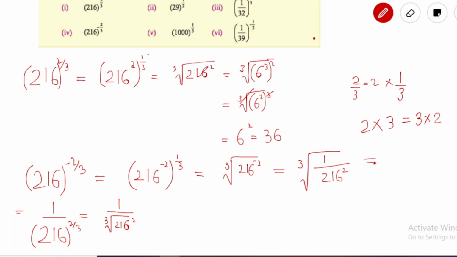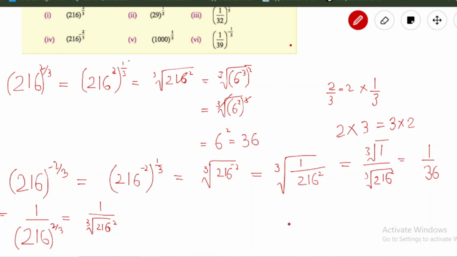And here you do know that the root will be split over the numerator and the denominator, so the cube root will be over the numerator and the denominator. The cube root of 1, or square root of 1, whatever the root or the power of 1, it's always going to be 1. And we solved 216 to the power 3 just now, so we are just going to write that answer, which is 36. Hope this part is clear.